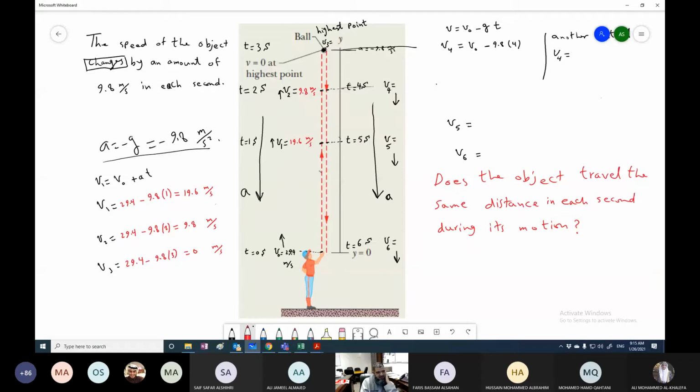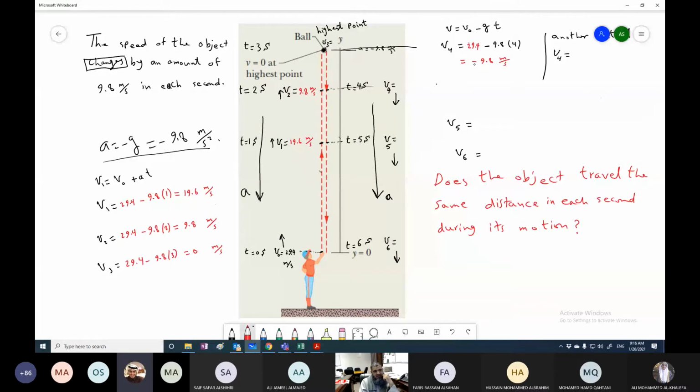It's coming down, and the time is running. Time is 4 seconds. I would like to know how much V4 is. V4 equals V0, which is 29.4, minus 9.8 multiplied by 4. This will give us minus 9.8 meters per second.